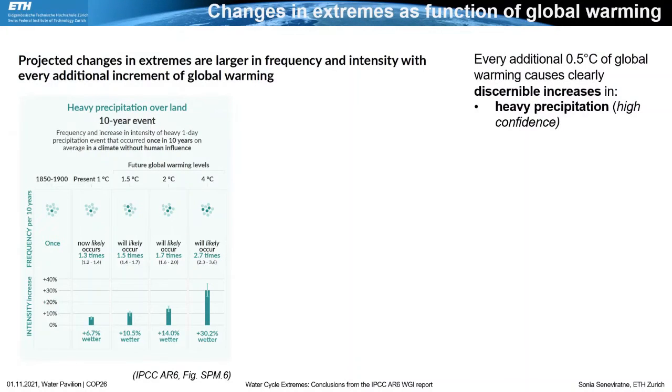You're seeing here also the change in intensity of extremes. In general, we see an increase of about 7% per degree of global warming associated with the Clausius-Clapeyron relationship. And so this means that we have a very clear signal in terms of increasing intensity of heavy precipitation events.